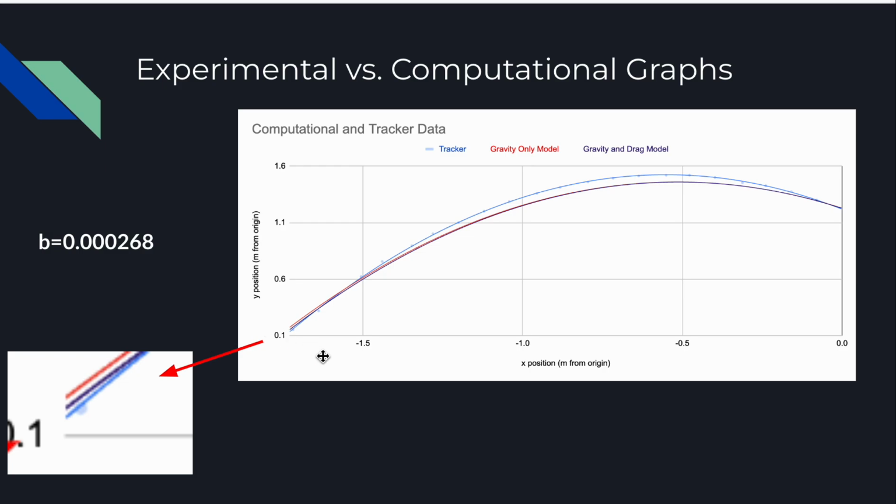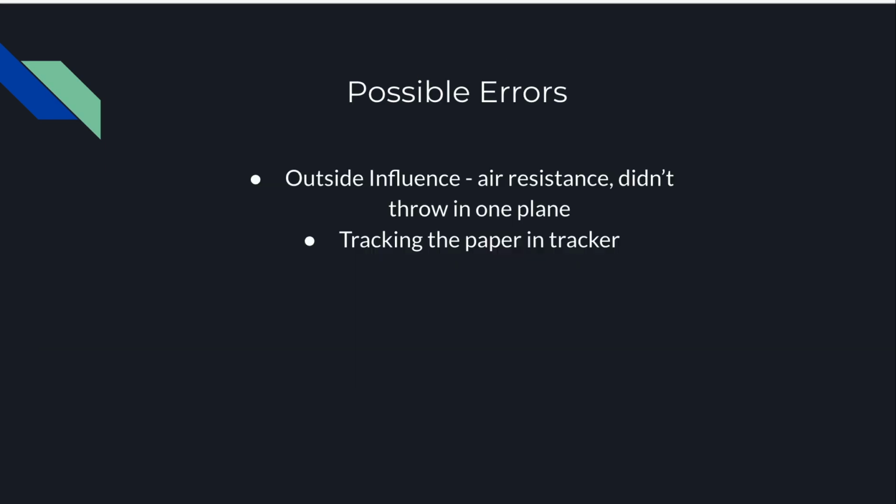So in order to kind of minimize that difference, I included drag, and I kind of used trial and error to make the computational model with the drag force be closer to the final position of the Tracker model, and eventually I got that my b value was 0.000268. So a pretty small value, but it did minimize the error a little bit.